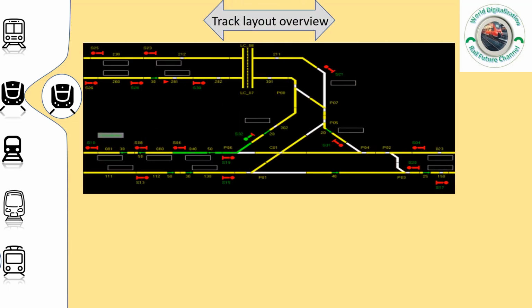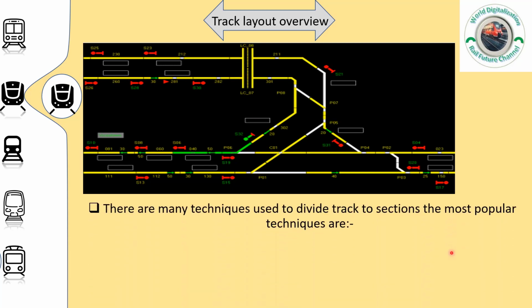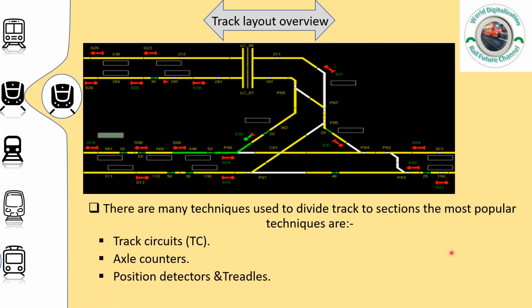Track layout overview. As we explained before, the tracks are divided into small sections that give us the ability to track or follow up the train position along the track. There are many techniques used to divide the track into sections. The most popular techniques are track circuits, axle counters, position detectors and treadles. As we talked before about track circuits and axle counters, today we are going to talk about treadles.